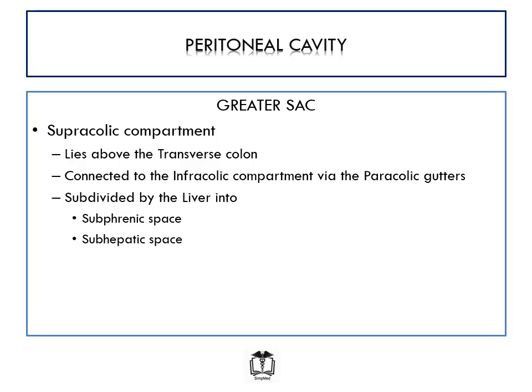The supracolic compartment, I said initially, lies above the transverse colon. It is connected to the infracolic compartment through what we call the paracolic gutters, and it is further subdivided by the liver into two subspaces. This is called the subphrenic space, which is the space below the diaphragm but above the liver, and then the subhepatic space, the space below the liver but above the transverse mesocolon.